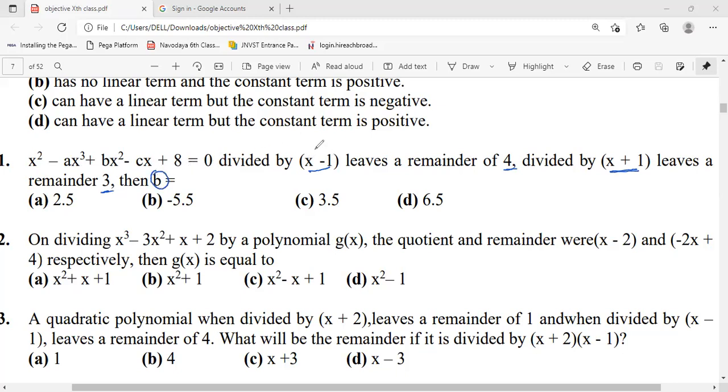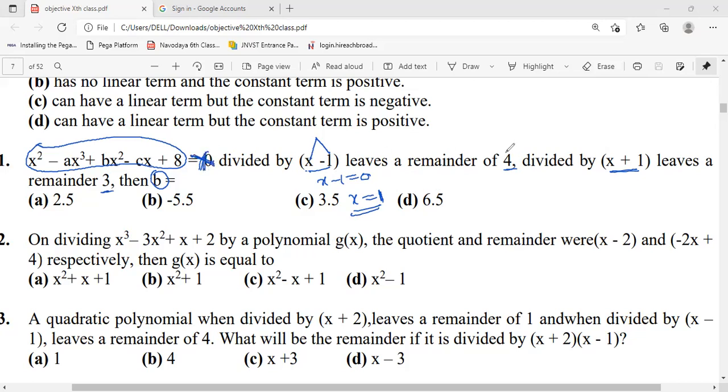Whenever they say you are dividing some polynomial with some other polynomial, here x minus 1 is dividing this total polynomial. So you can take x minus 1 equal to 0, that means x equal to 1. That means you have to substitute 1 in place of x. Then here it should not be equal to 0.